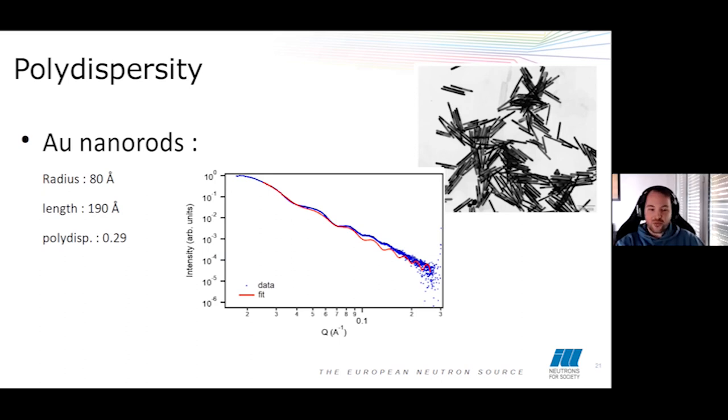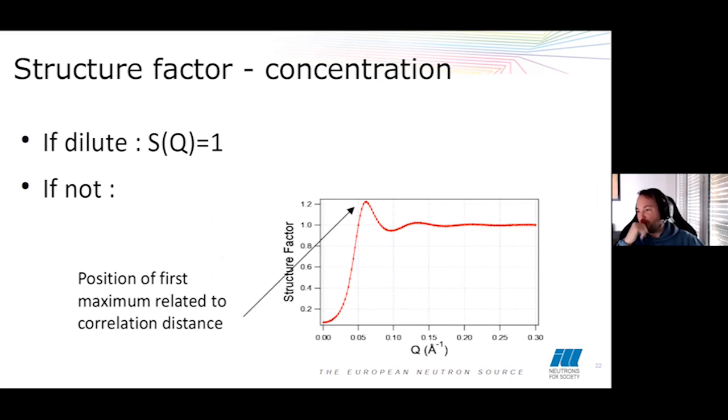Then for the structure factor: if we dilute, the structure factor equals one, as you talked about, but sometimes there is still some interaction, and so the structure factor is not equal to one. What that means is that suddenly there is a maximum, a peak, before slowly settling to one.